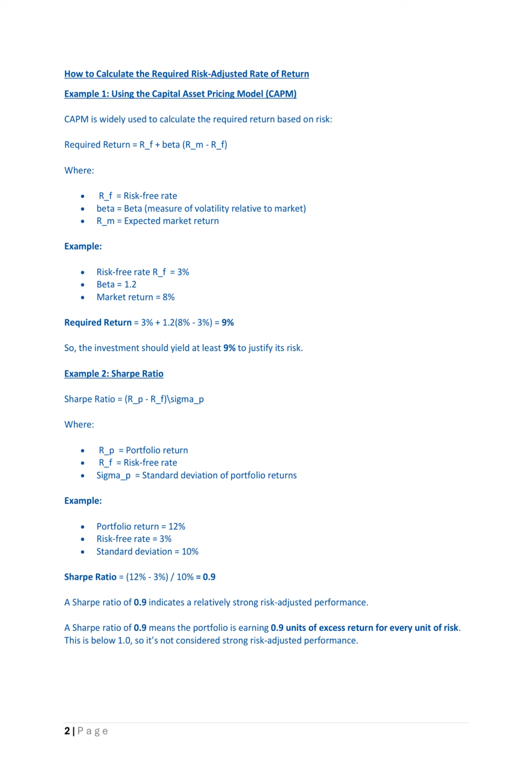Another method is the Sharpe ratio, which measures the portfolio's return above the risk-free rate relative to its volatility. If a portfolio returns 12%, with a risk-free rate of 3% and a standard deviation of 10%, the Sharpe ratio is 0.9. This indicates the portfolio earns 0.9 units of excess return for each unit of risk taken, which is decent but below the threshold of 1.0 typically considered strong performance. Both methods help investors understand if the returns adequately compensate for the risks involved.